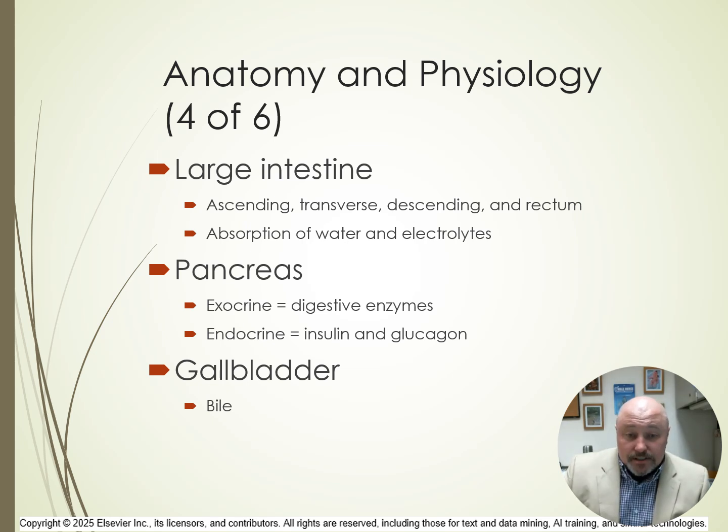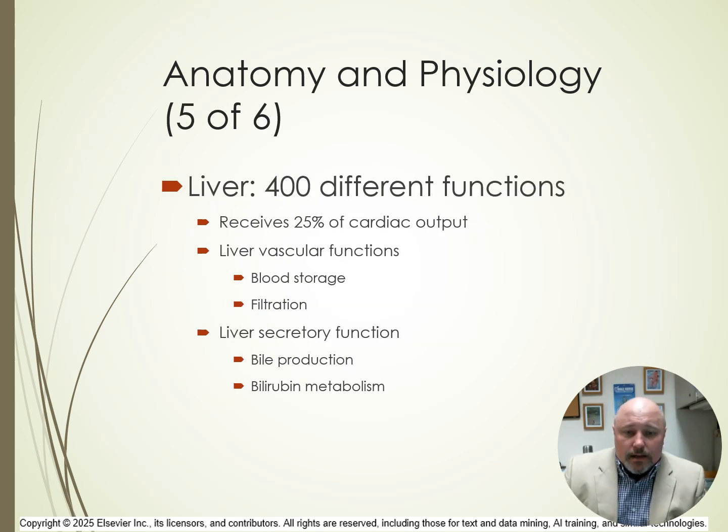You'd also have other accessory organs like the pancreas, involved in things like digestive enzymes, insulin, and glucagon, as well as the gallbladder, which stores bile. The liver performs more than 400 functions, though the primary functions are vascular and secretory, and it receives 25% of cardiac output. Its vascular functions include things like blood storage and filtration, while its secretory functions would be bile production as well as bilirubin metabolism.